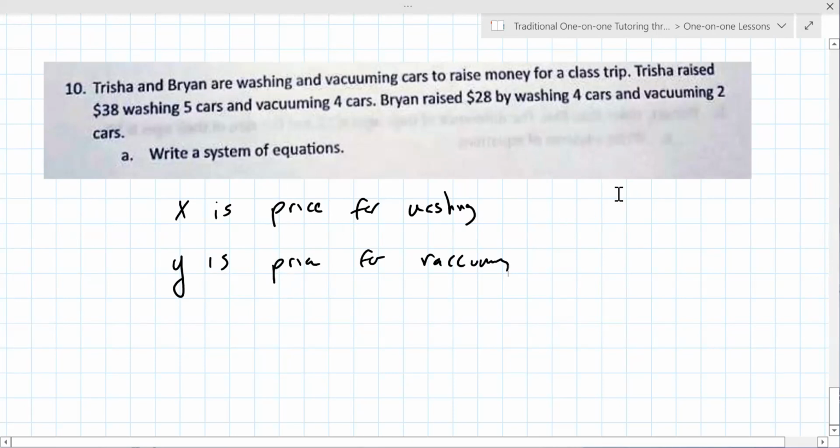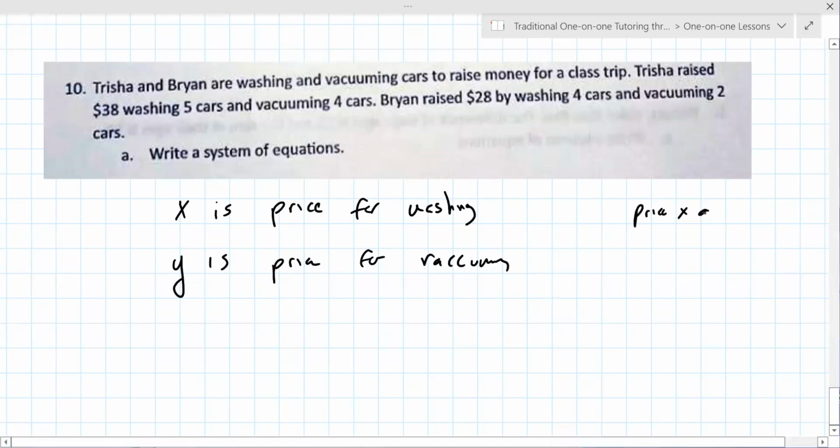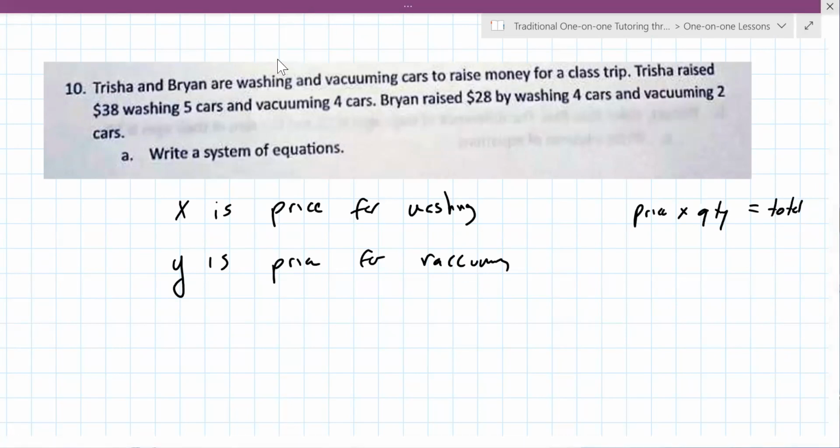It's like, if you get your hair cut, X is the price of the haircut, Y is the price for the shampoo or something. Here, they're washing, so it's the price for washing. They're divvying it up. Okay. Now, to write the equations, it's price times quantity. Quantity means how many, equals total. So when you said 38, that was the total.